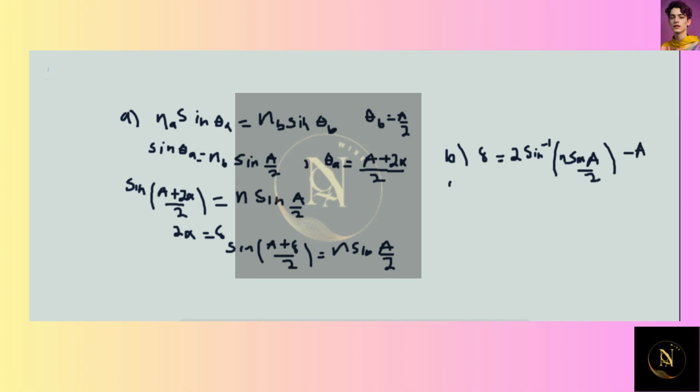So from the given data, we can plug those values and find delta here. So delta will become 2 times sine inverse of refractive index 1.52 times sine of 60 over 2, that is 30, minus angle A, which is 60. Then we can just do the maths and solve. Then the delta we get here is 38.9.